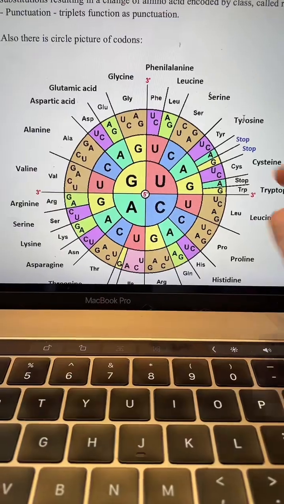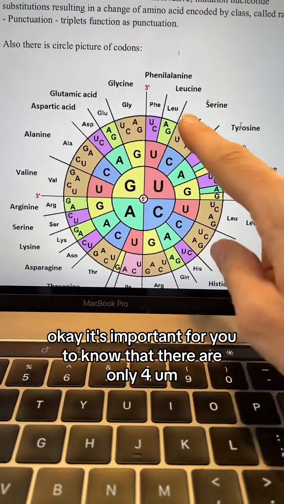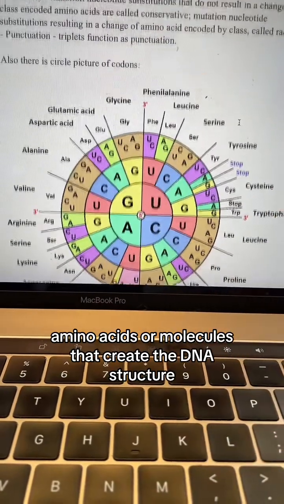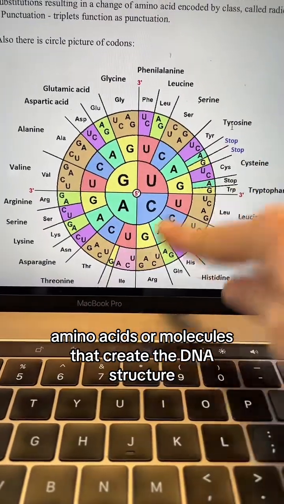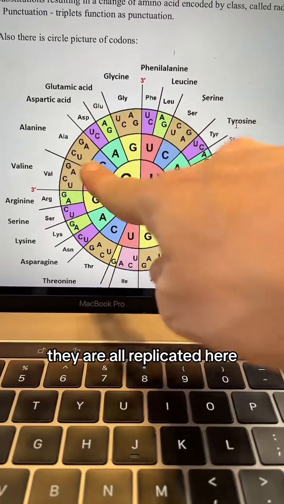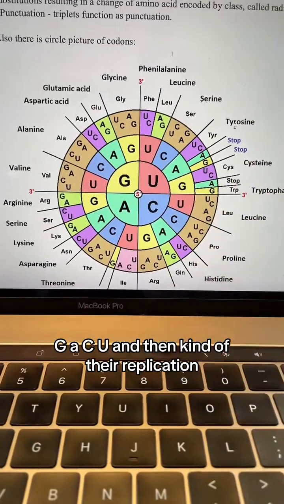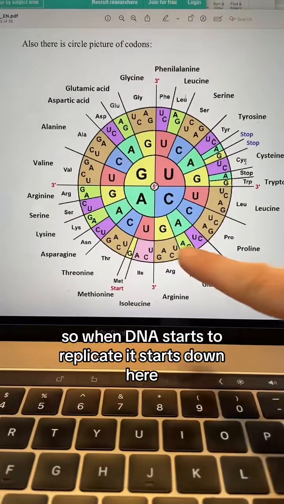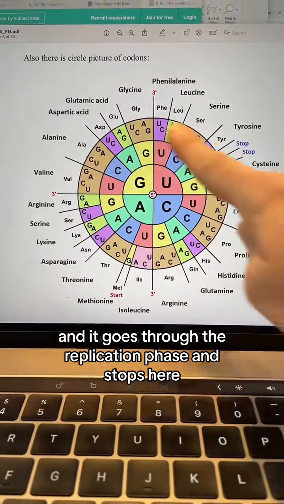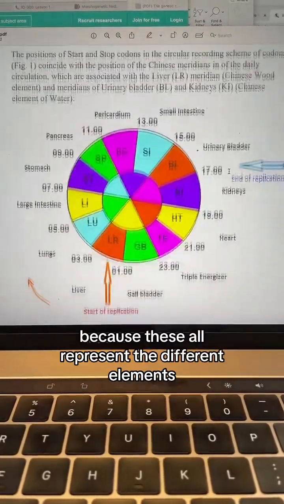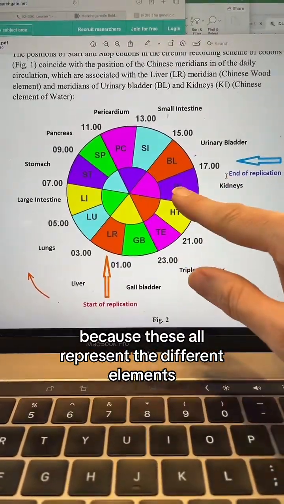thoughts in the comments. Okay, it's important for you to know that there are only 4 amino acids or molecules that create the DNA structure. So those are kind of put, right? They are all replicated here, G, A, C, U, and then kind of their replication. So when DNA starts to replicate, it starts down here, okay, and it goes through the replication phase and stops here. Now the next slide is really fascinating because these all represent the different elements.